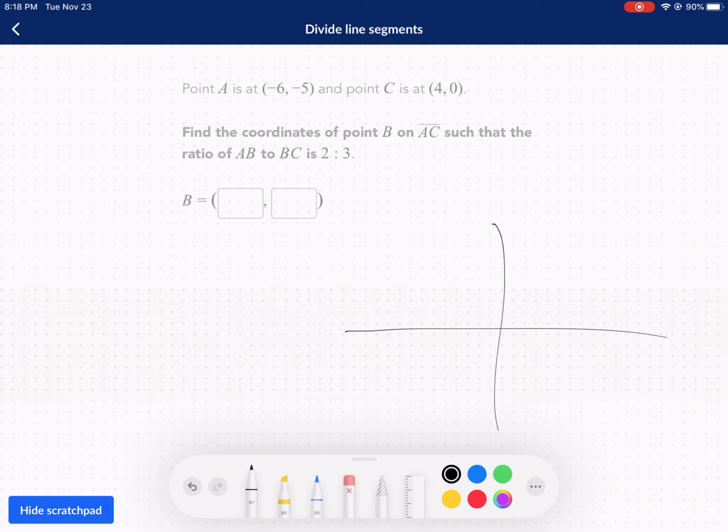There's my awesome graph. -6, -5. There is my to-scale drawing. It's not to scale. -6, -5. That's A. And then I have C at 4, 0. 1, 2, 3, 4. We'll call that 4, 0. And that's C.